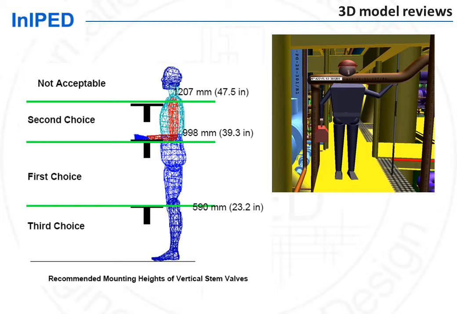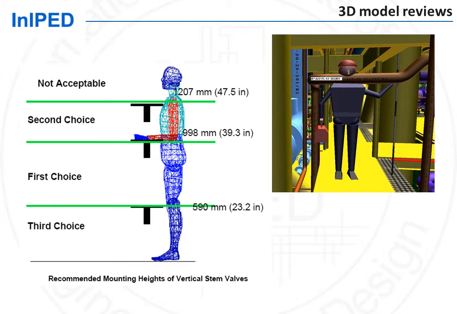These reviews mainly look at the access of the operator to all items, equipment, valves, instruments. They also check that there is enough space around equipment for the maintenance. Once the 90% model review is completed and comments are incorporated, piping drawings can be issued for construction.